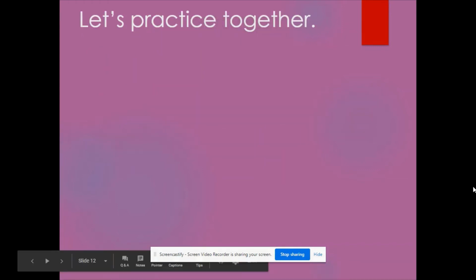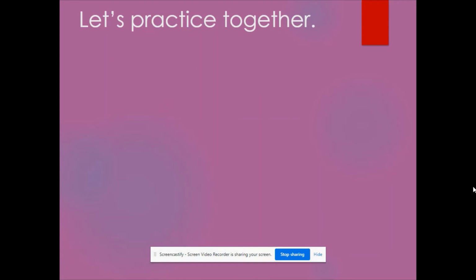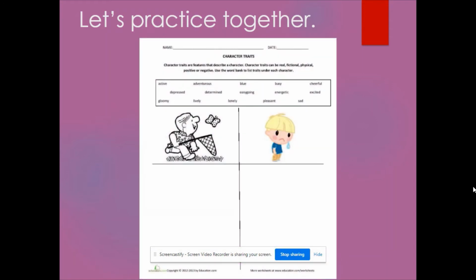We are going to go ahead and practice together. We're going to begin with a very simple activity. First, as I said, we're going to do it together. So I borrowed this activity from education.com. I actually have a membership with them, so it's okay for me to borrow it. So let's go ahead and use the word bank to describe our two characters. Let's look at the character on the left, and let's look at the words that we have on our word bank.